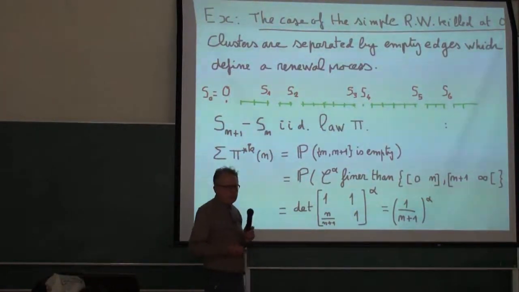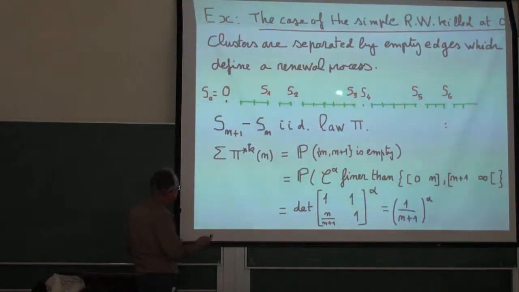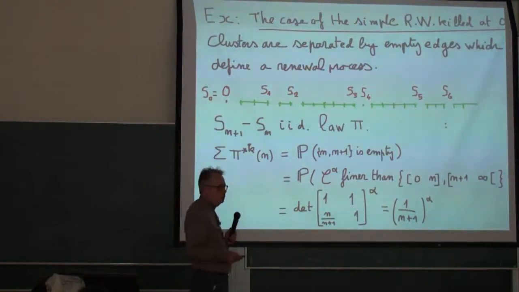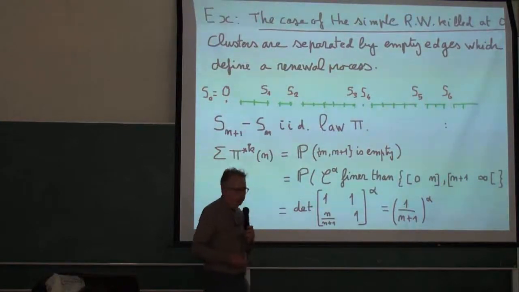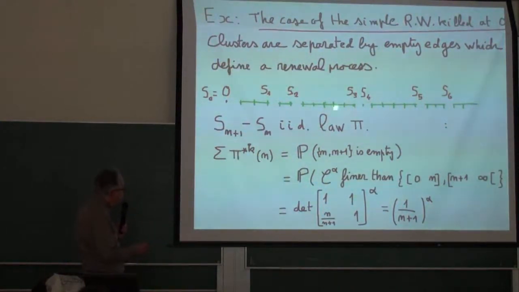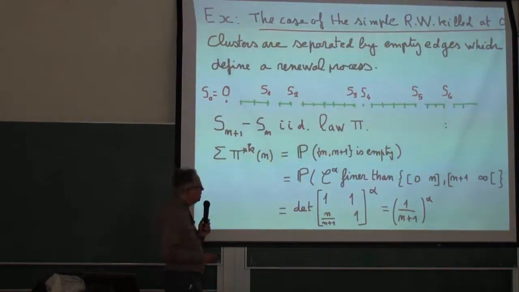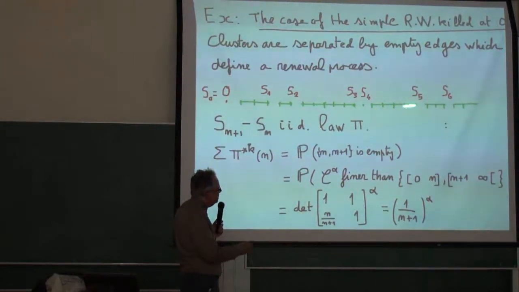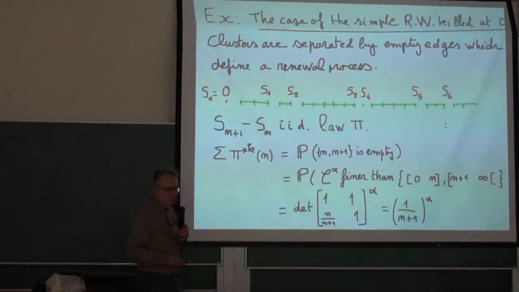First, by inspection, you see that these times, or these indices, at which these empty edges occur form a renewal process, obviously. Therefore, the only thing which is important is the common law of these increments. And of course, it's not obvious that this is finite. So when I say the law, it is possible that actually there is no empty edge. It's possible, and we will see when it happens.